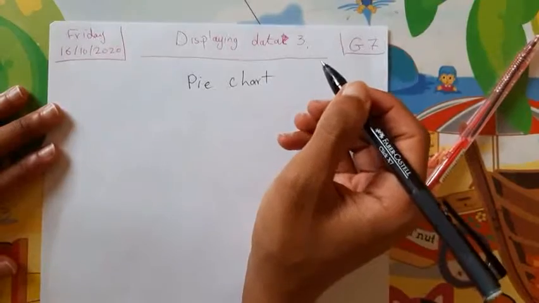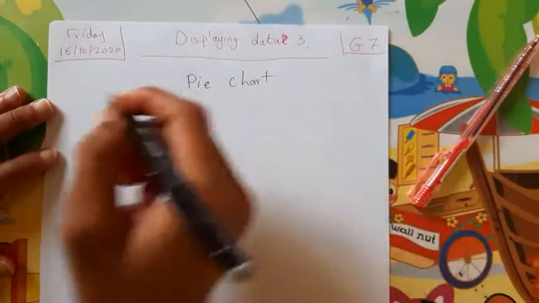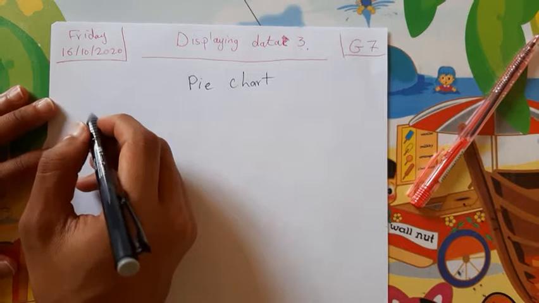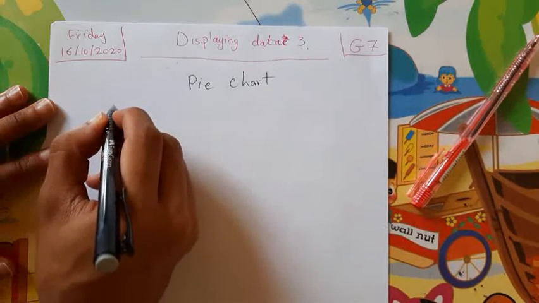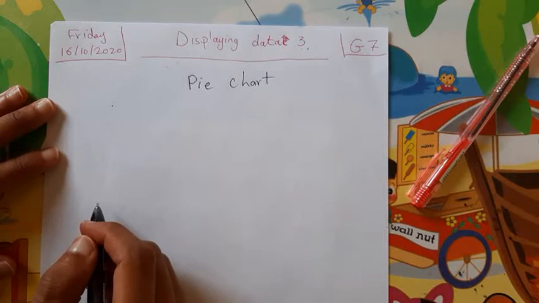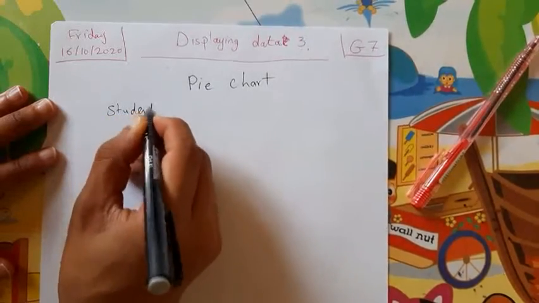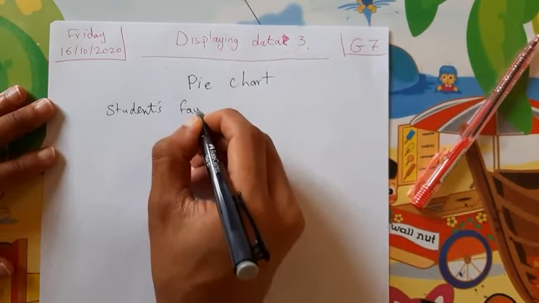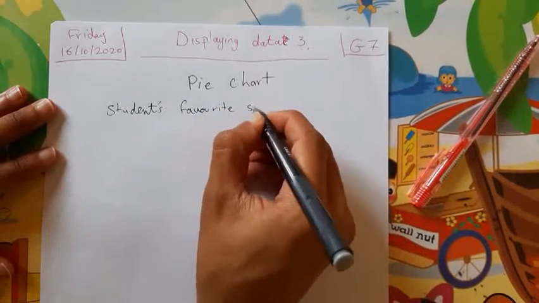So what is a pie chart? We're going to know what a pie chart is soon. But first, let's have the same example as the previous one, which was talking about the students' favorite subjects. In the last video, we gave an example about collecting data of the students to show their favorite subjects, right?